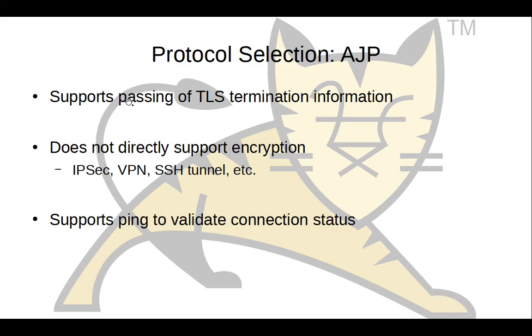IPsec, VPNs, SSH tunnels. Generally, if I need to encrypt it, I don't like setting up any of those, so I tend to choose HTTP, which I'll talk about in a minute, but there are ways of doing it with AJP if you need to. Something else that AJP has is the ability to use a protocol level ping to validate a connection.